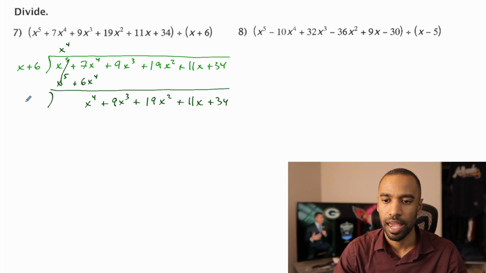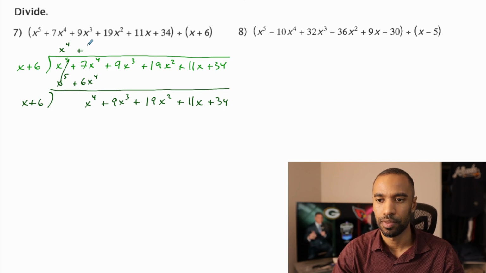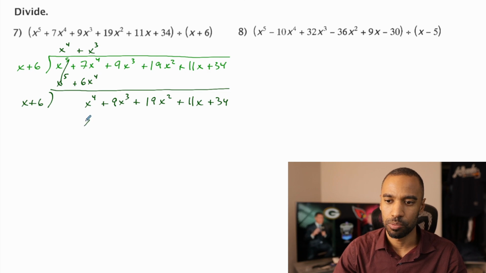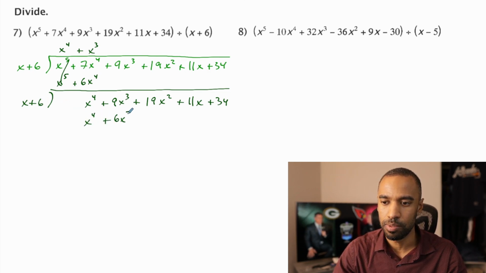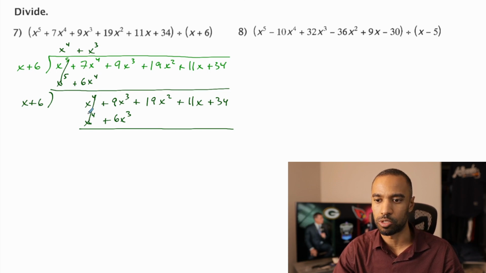Let's come on down. And I'm going to do x plus 6 again. Let's see how many times x goes into x to the 4th. Just once with a little x to the 3rd there. x times x cubed is x to the 4th. How fitting. 6 times x cubed is 6x cubed. And let's go ahead and subtract again. All of these are pluses. It's going to make for a nice little clean thing when we subtract. We kind of know what we expect there.